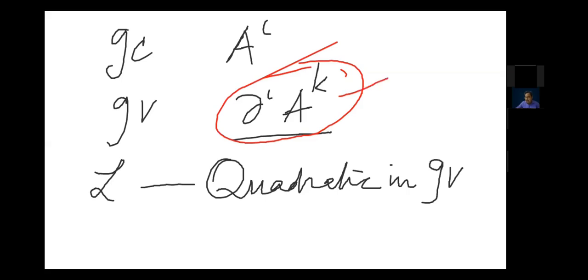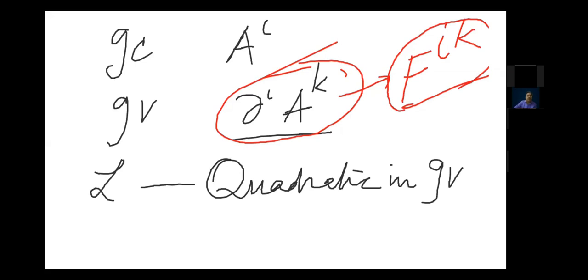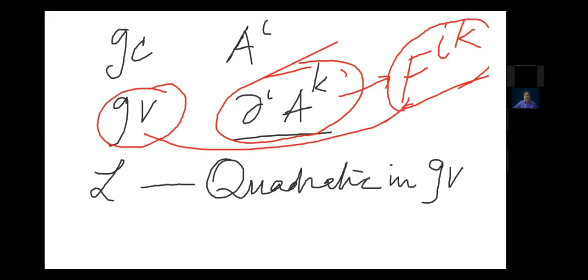And that quantity is known to us already. It is like F_ik, right? We know the definition of F_ik. So this field strength tensor can be treated as the generalized velocity for the electromagnetic field. Okay, and of course these are the coordinates, and coordinates very well can be treated as the generalized coordinates.